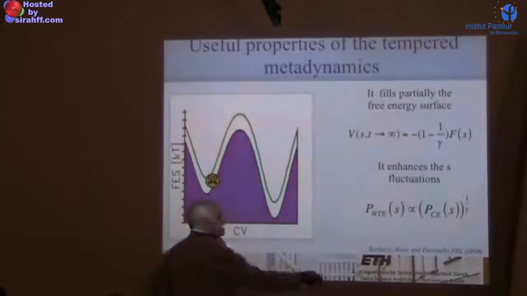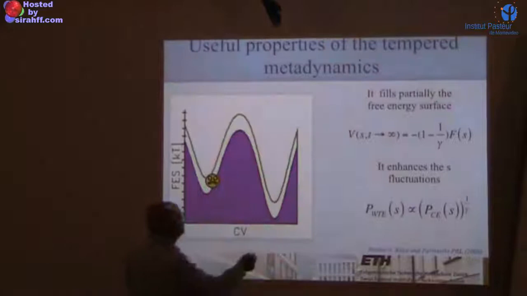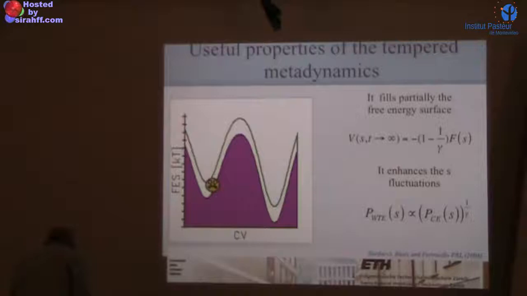So suppose you have a Gaussian. If you want to get the original, true Boltzmann ensemble, what you get in this well-tempered approach is that you take the 1 over gamma. So the larger gamma, the broader becomes your Gaussian. And the more you explore things.